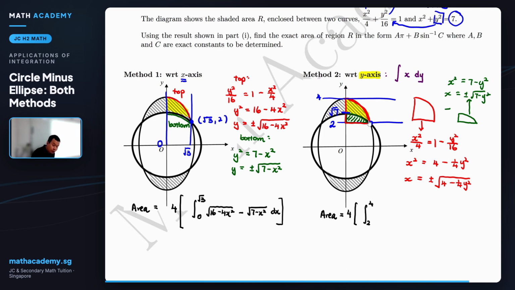I choose the positive root because it's on the right side. X being the subject, you get right half. So choose the positive root. 4 minus a quarter y squared dy. And you then subtract away from 2 to root 7. Circle equation, again, positive root. But make sure you are careful in this situation. We judge that it's actually different limits altogether.